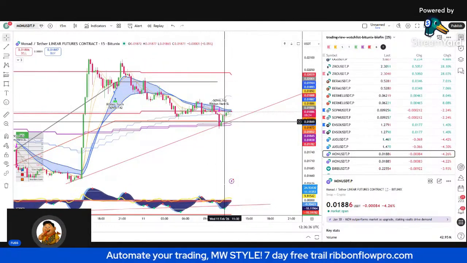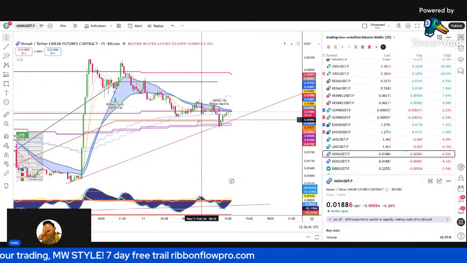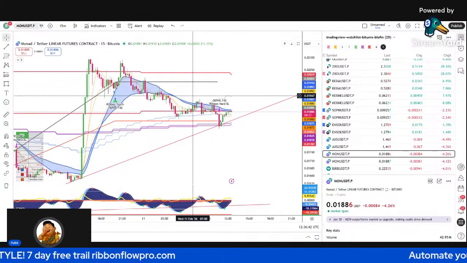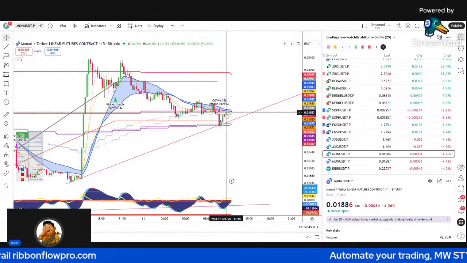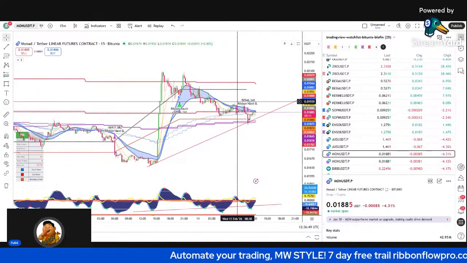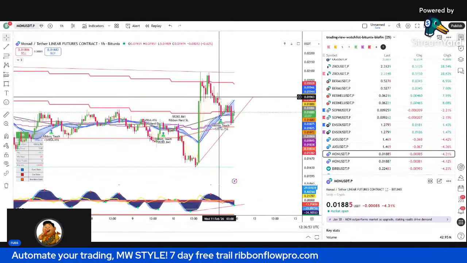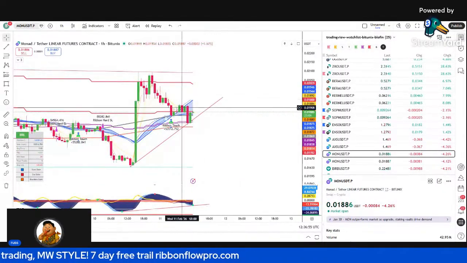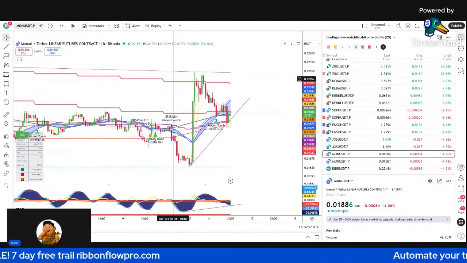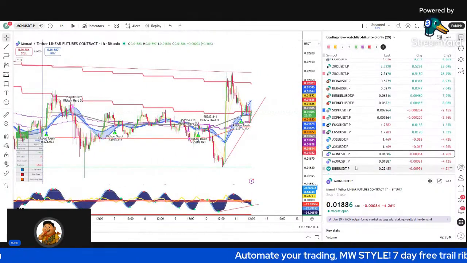Yeah, so the 4-hour has been touched, but price is coming down. I'm not too keen on Monad zooming in on a 15-minute time frame. It looks like we could be rejecting off the 1-hour right now, but that's quite a move up. Yeah, I'm not too sure on Monad.